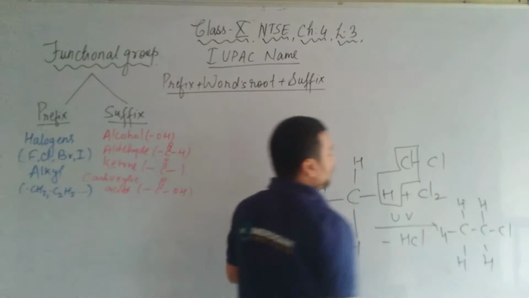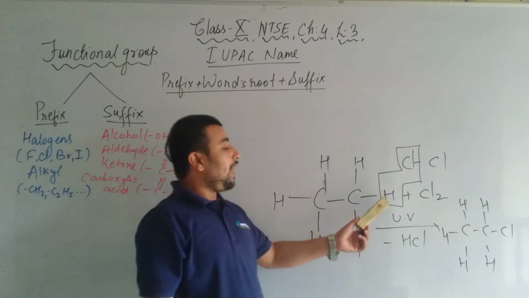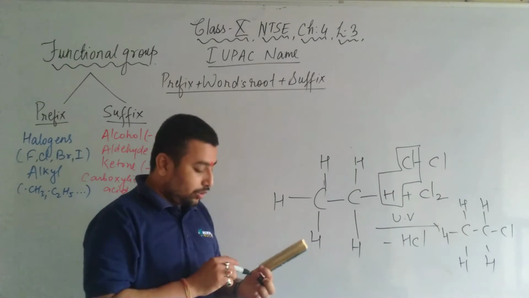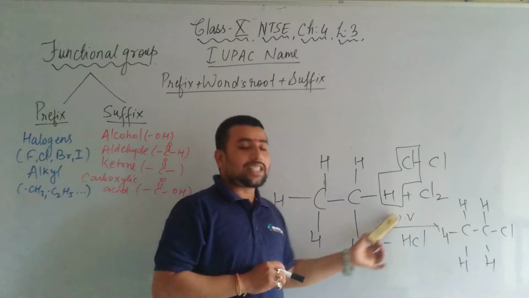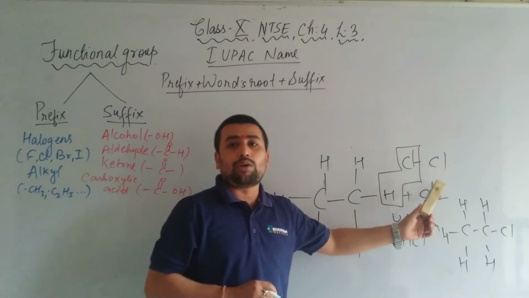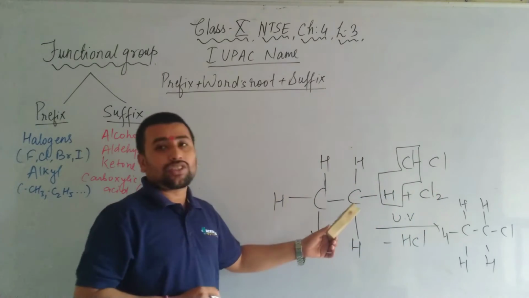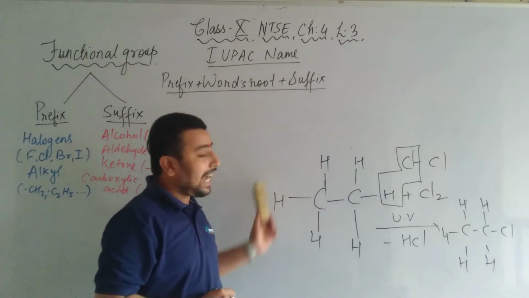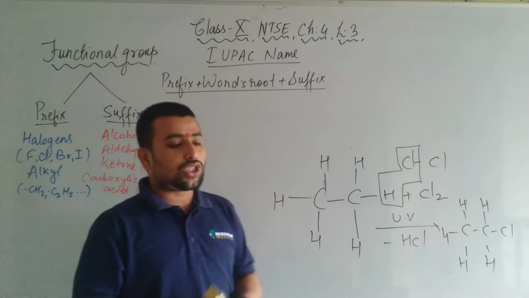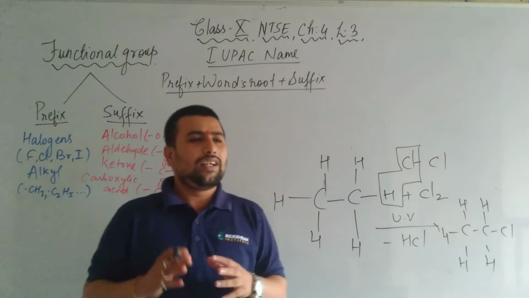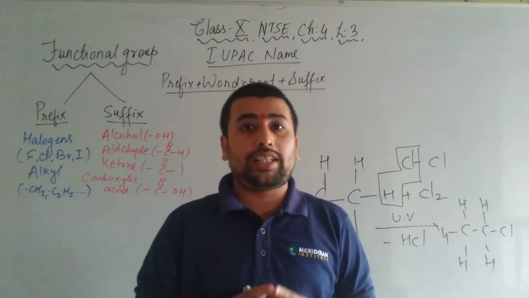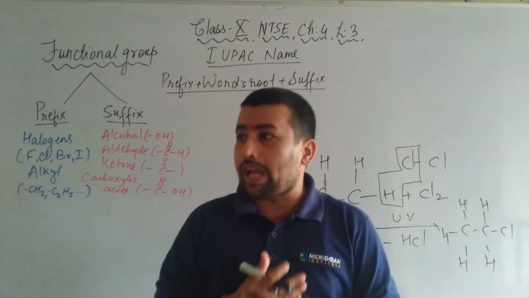C2H5Cl. Why C2H5Cl? Because here one hydrogen has reacted with one chlorine atom of the Cl2 molecule, and HCl has been removed from this group, and another Cl atom of this chlorine molecule has been added to this ethyl group, and it became ethyl chloride. So dear students, functional group is nothing, it is just like a replacement reaction. You can say displacement reaction, as you have learned in chapter number 1, the types of chemical reaction.